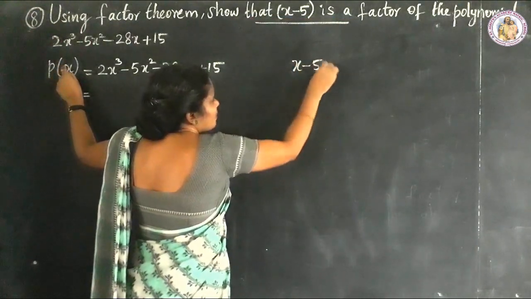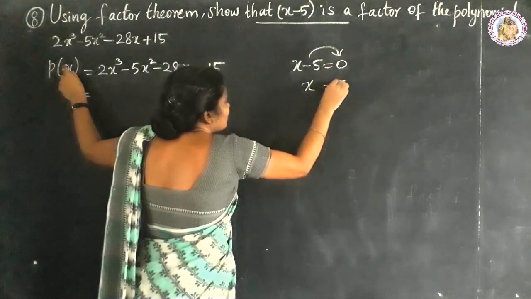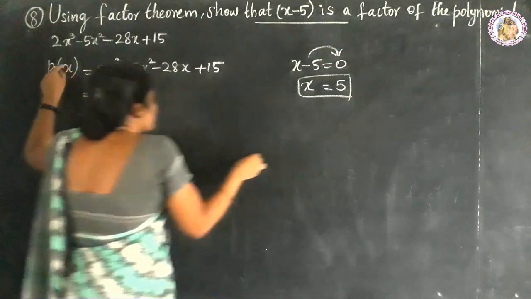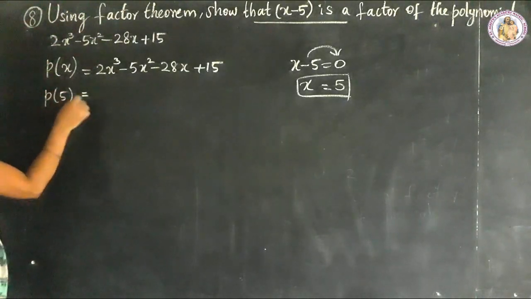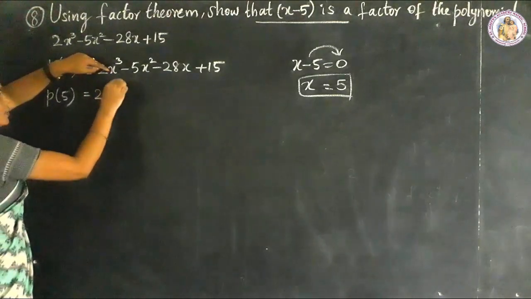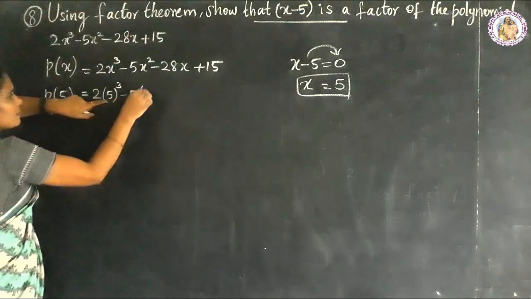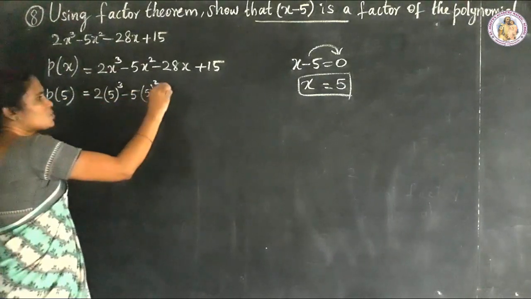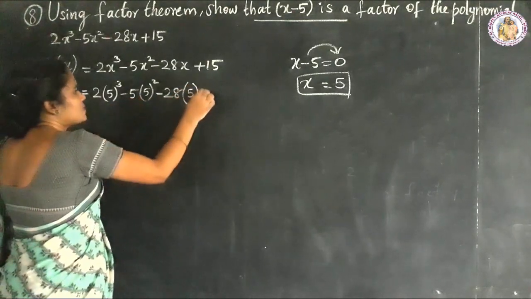So x minus 5 is equal to 0. x is equal to minus 5; when it goes here, it becomes plus 5. So x is equal to 5. So P of 5 is equal to 2 within bracket 5 cube minus 5. In the place of x, apply 5. Square minus 28x. So 5 plus 15.